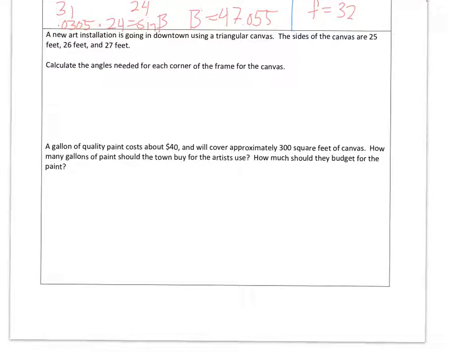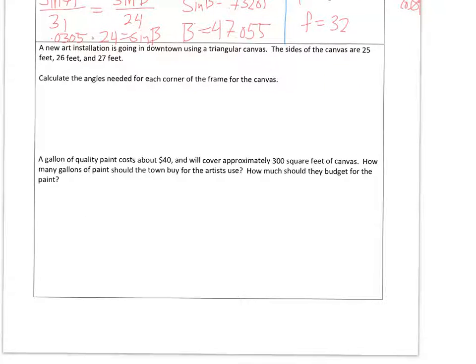Next up, we've got a new art installation going downtown with a triangular canvas. The sides are 25, 26, and 27. So I'm going to draw this. 25, 26, 27. I've got to calculate the angles needed for each corner of the frame. I can't assume this is a right triangle. I'm going to call this ABC. Actually, I'm going to call this ART for art. I like that.